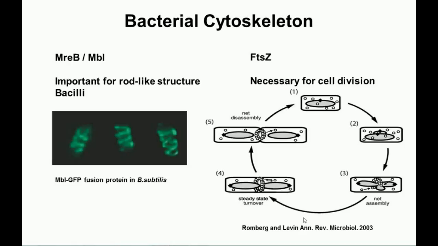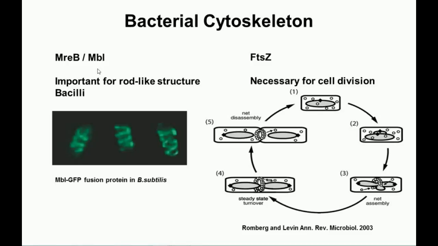So, along the theme of things that only eukaryotes are supposed to have, but bacteria have them too, is the bacterial cytoskeleton. And bacteria have some proteins that have structural homology to actin and tubulin, okay, which are the main components of the eukaryote cytoskeleton. So MreB, this is the name for this protein in gram-negatives like E. coli, and MBL, which is MreB-like protein in Bacillus, they are structural homologs of actin.